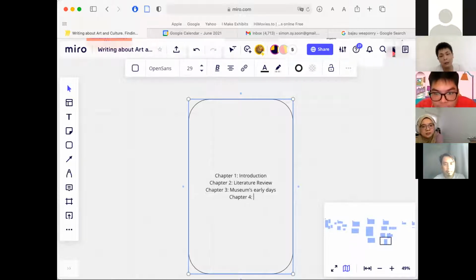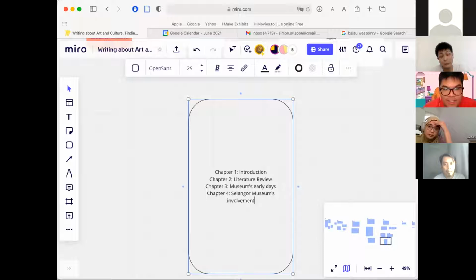And then subsequently chapter 4, I want to talk about the Selangor Museum's involvement in the Empire exhibition. What do you mean? In the Empire exhibition. In the Empire. Okay.